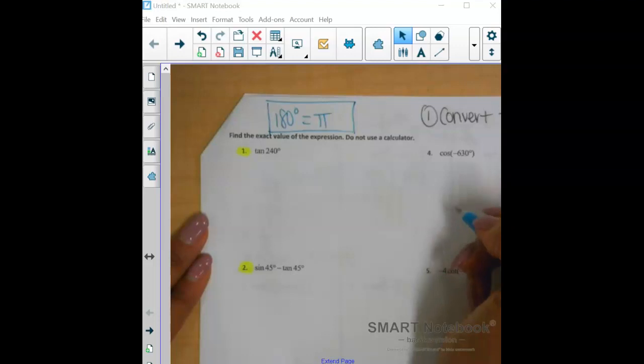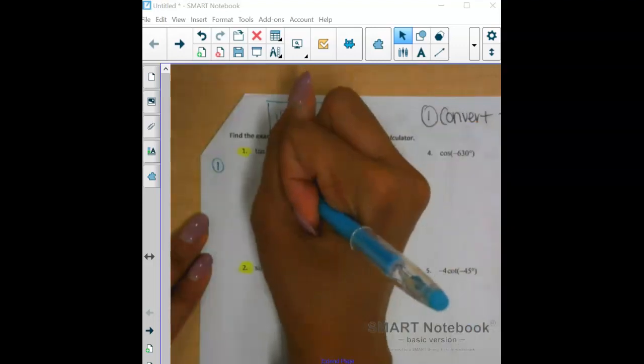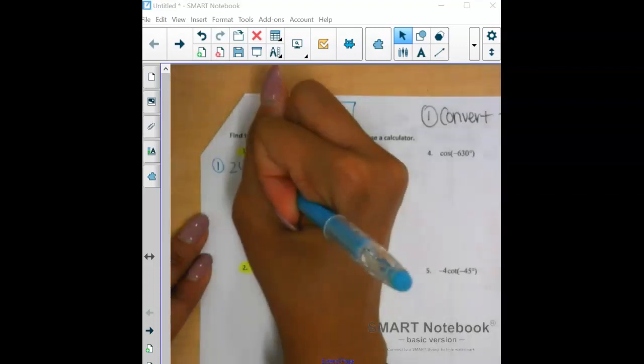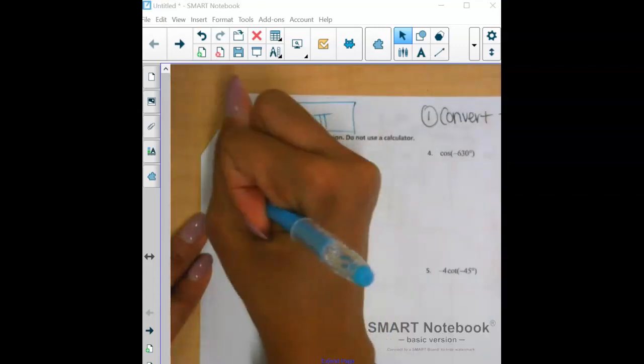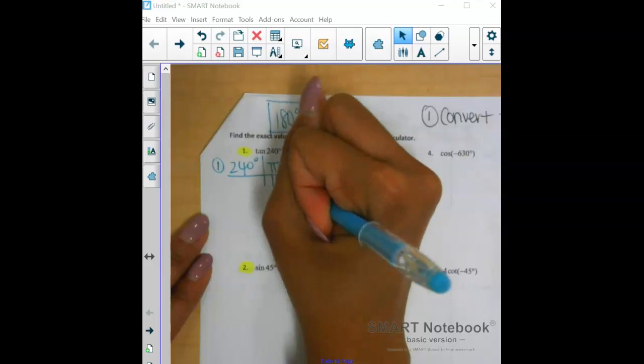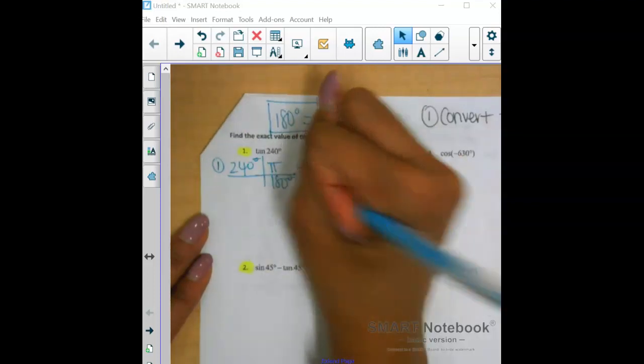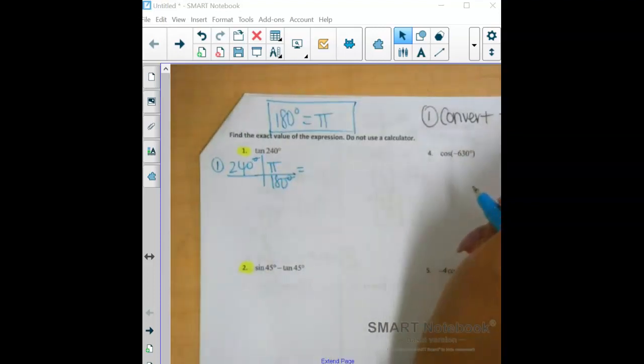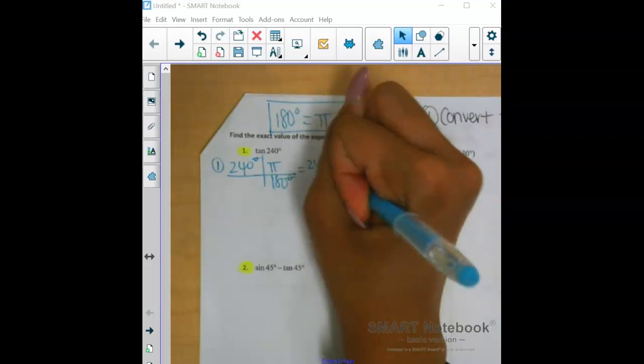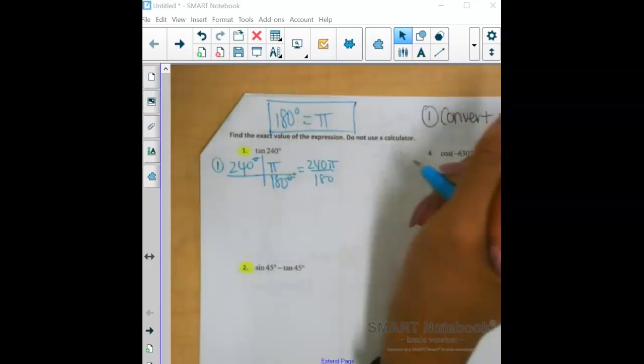So the first thing that I need to do first is I need to convert. So if I'm going to convert this degree into radians, we're going to do 240 degrees, and we're going to multiply it by pi over 180. I don't like you guys memorizing too many things. It hurts your brain. We're going to do 240 pi over 180.